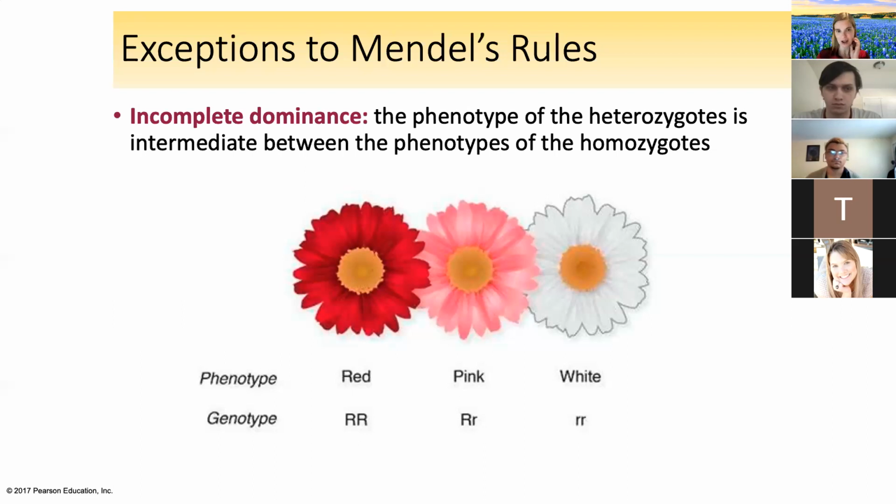So snapdragons, which are a type of flower, which I believe is what these are supposed to be, have this characteristic. So they're incomplete dominance. So incomplete means, if you want to put in your notes, that we're really blending the phenotypes of the homozygous genotypes.